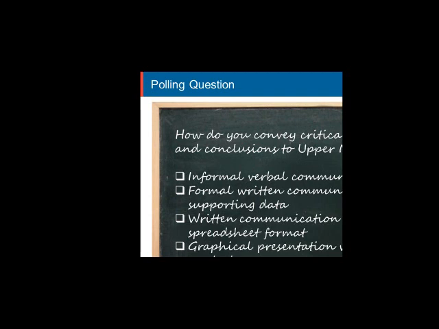All right, we're just going to take a couple seconds here to make sure everybody gets a chance to tell us where they're at. All right, looks like we got everybody's response, so we're going to go ahead and share that information with you. It looks like most of you are doing graphical presentation with detailed analysis, 44%. 44% written communication with data in spreadsheets, and 11% say written communication with no data.